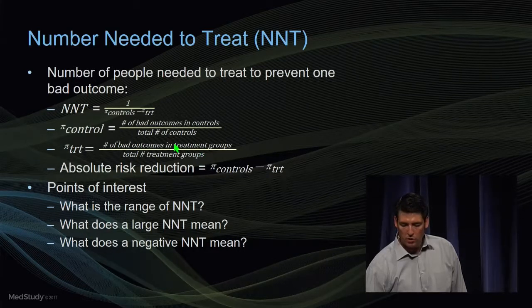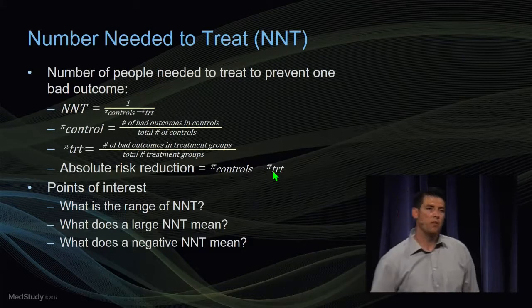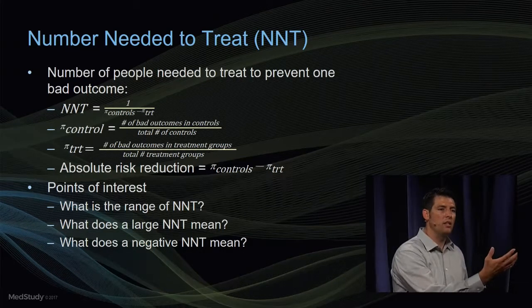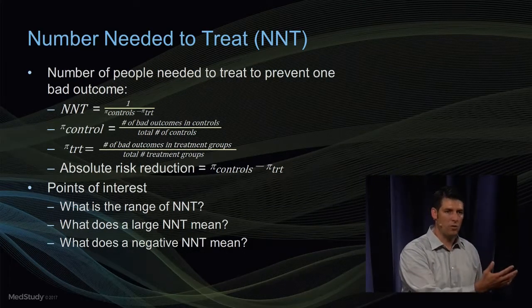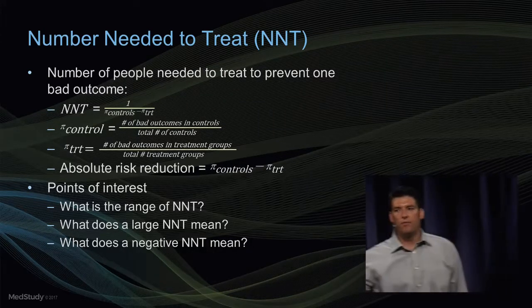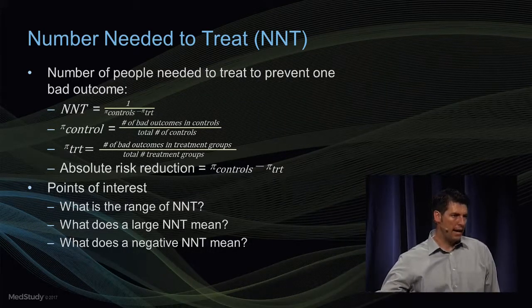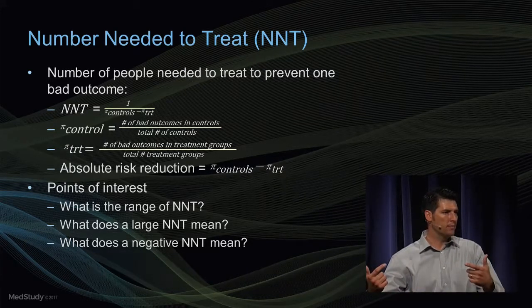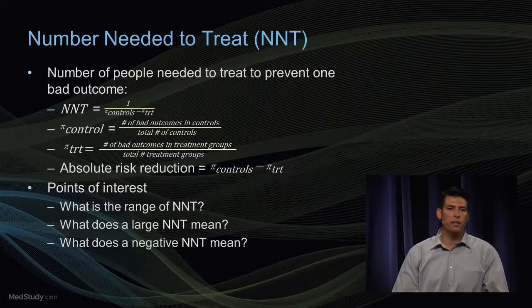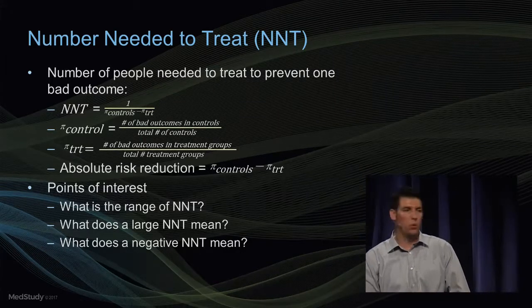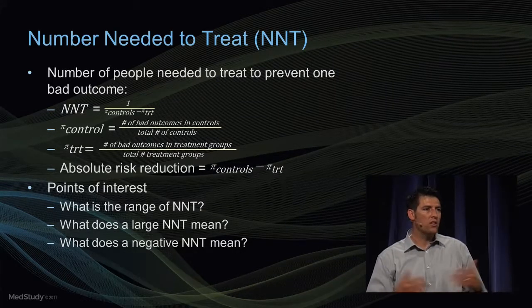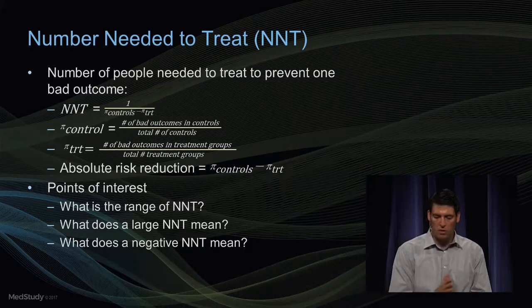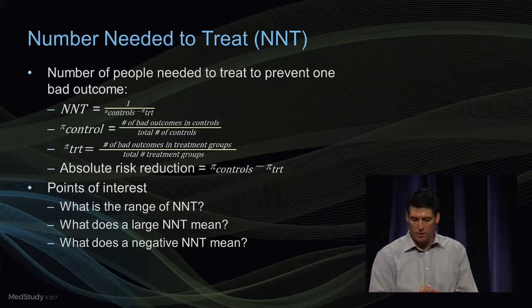So the absolute risk reduction is just the difference between those proportions. Okay, so maybe 30% of my subjects in the control group had this bad outcome, and 5% in my treatment group had this bad outcome. So my absolute risk reduction there is 25%. And my number needed to treat then is going to be 1 over 0.25. Right? So it's a very simple calculation and very easy to do, especially in a shorter period of time on your board exams.